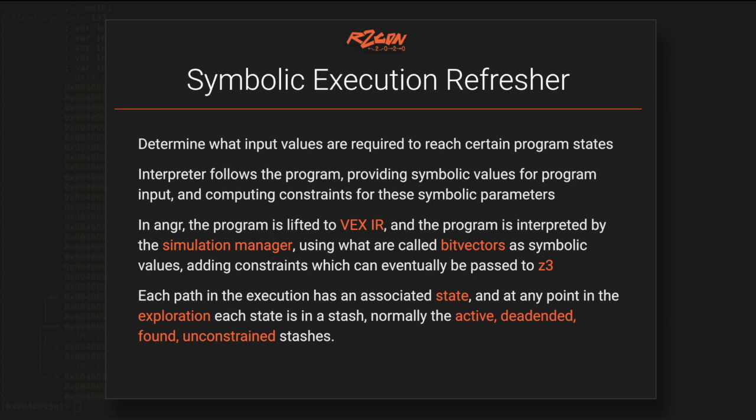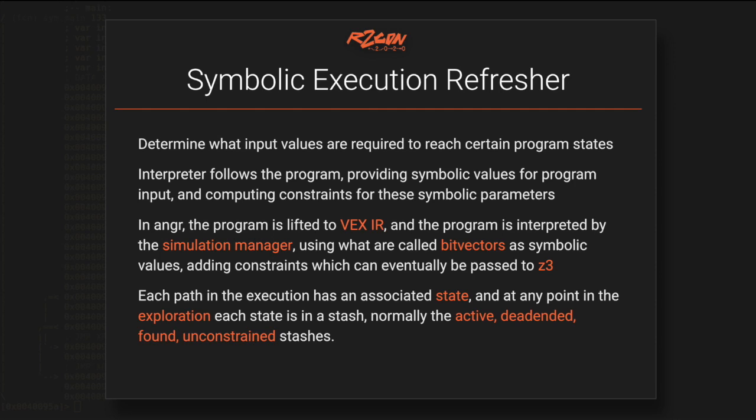Just as a quick refresher, symbolic execution is a way of determining what input values are required to reach certain program states. So normally when a program is executed, we'll provide it with concrete values that, amongst other things, determine which parts and in what order the program executes. With symbolic execution engines like angr's, an interpreter follows the program, providing symbolic values for program input and computing the constraints for these symbolic parameters along each execution path.